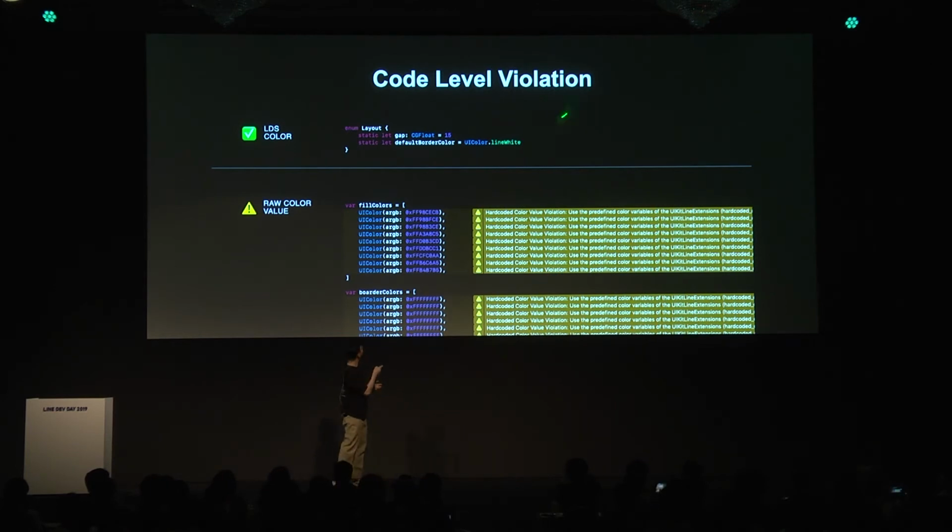So I want to say something. Here you can see the color extensions, UIColor. There is line white, which is a predefined variable. But if there is old code with a raw color value like this, developers can see so many error messages inside of their Xcode. So actually, this is quite an aggressive way. Many developers are quite annoyed because of these error messages. And as a result, we can remove every raw color value in a quite short time.